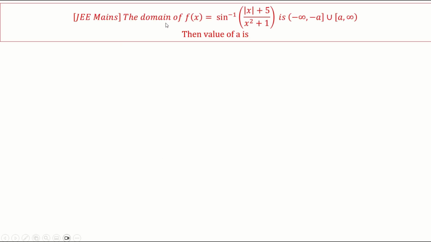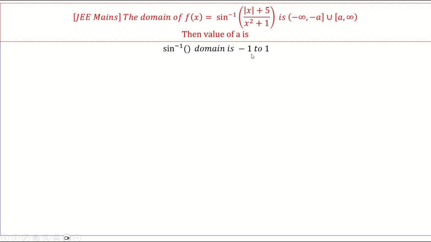Okay. Next. The domain of f of x equal to sine inverse of (absolute x plus 5) divided by (x square plus 1) is minus infinity to minus a inclusive, union a inclusive to positive infinity. Then the value of a is what? Okay. So basically you need to find the domain of f of x and then just map the a value to that value.